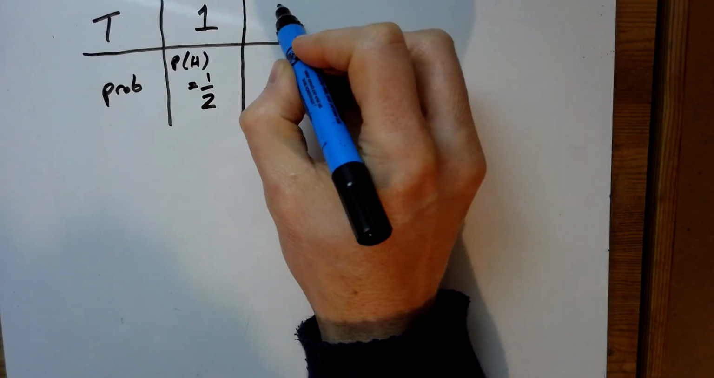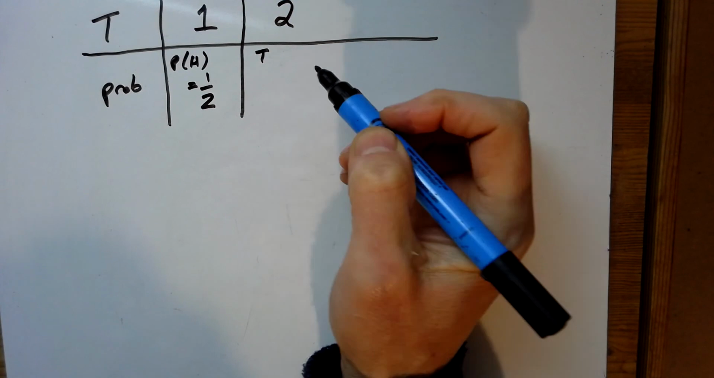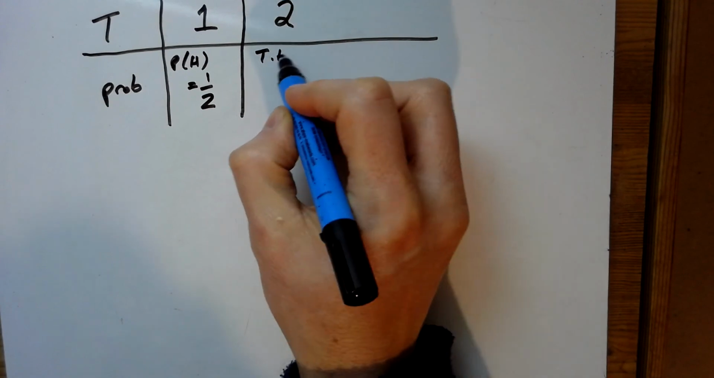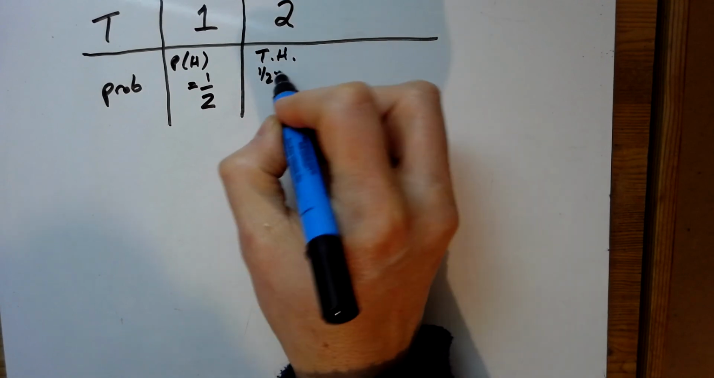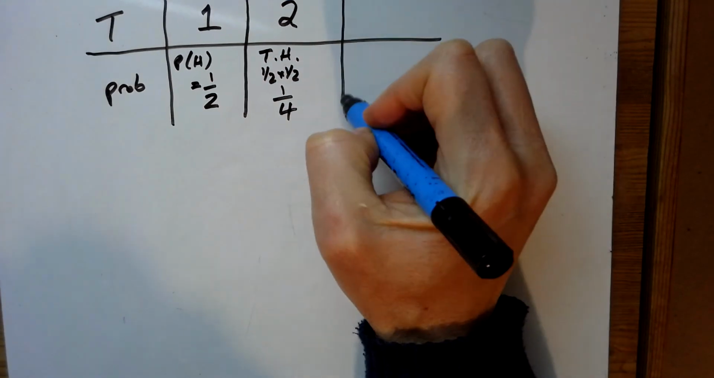But to get a heads on the second go means that we have to get a tails on the first one and then a heads on the second one. So it's a half times a half. So that one there is a quarter.